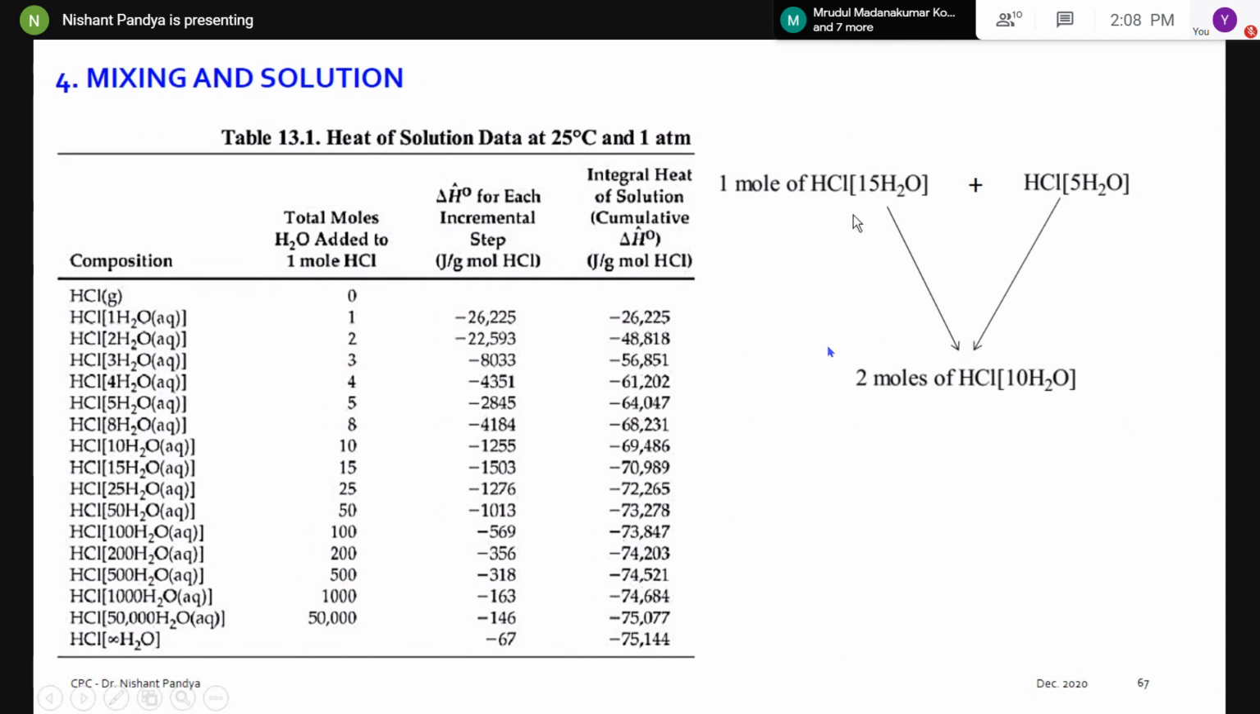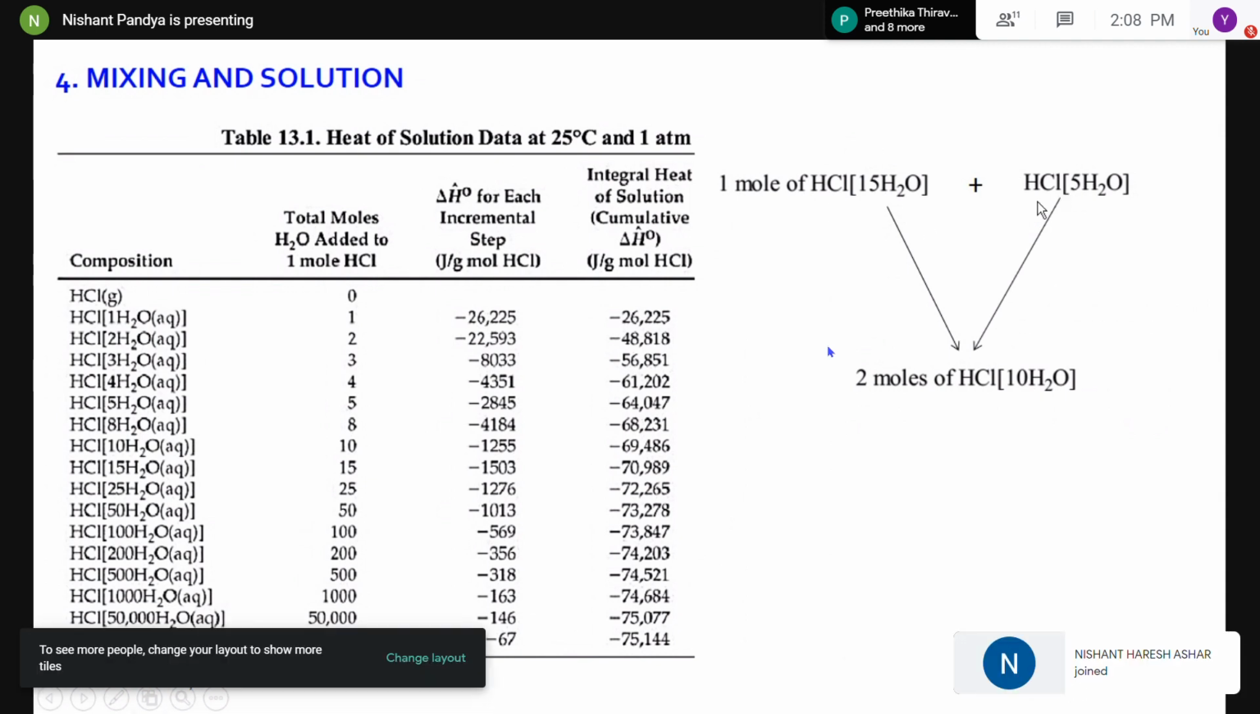You can make some simple algebraic calculation here. This 5 plus 15 is 20. So now you have total 2 moles, so here 1 mole HCl and 10 moles of water. So now you want to find out, when you mix these two types of solutions, what will happen? What enthalpy change will occur here?